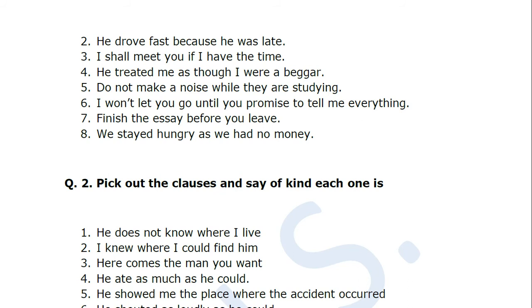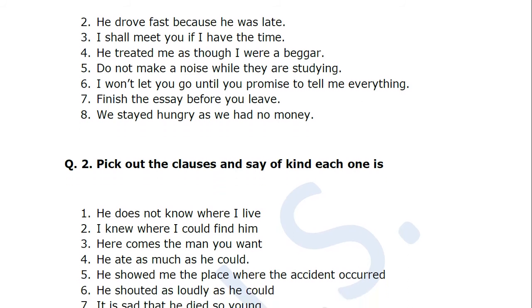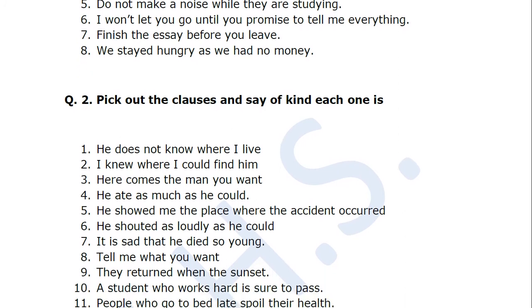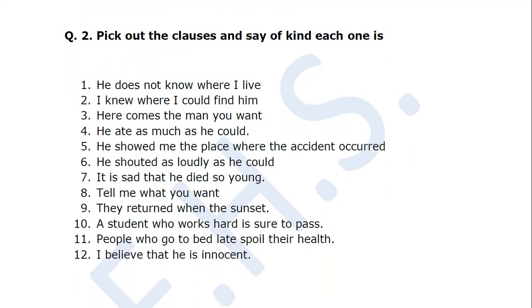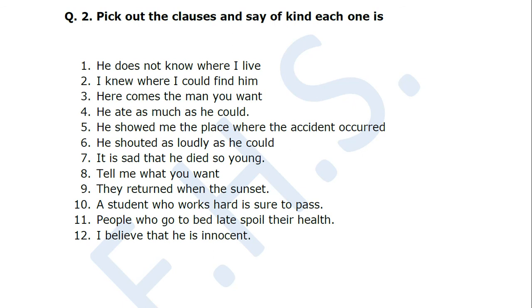Okay. Now the next homework is all your clauses. That is your noun, your adjective as well as your adverb clause. And you have to rewrite as I have written it, not just marking it on the sentence itself. First one. He does not know where I live. I knew where I could find him. Here comes the man you want. He ate as much as he could. He showed me the place where the accident occurred. He shouted as loudly as he could. It is sad that he died so young. Tell me what you want. Ninth one, they returned when the sun set.